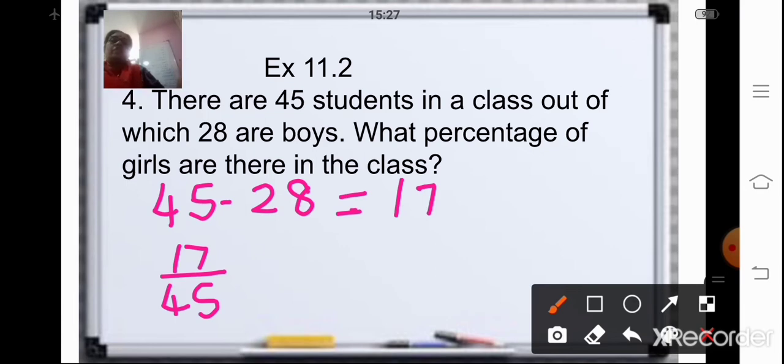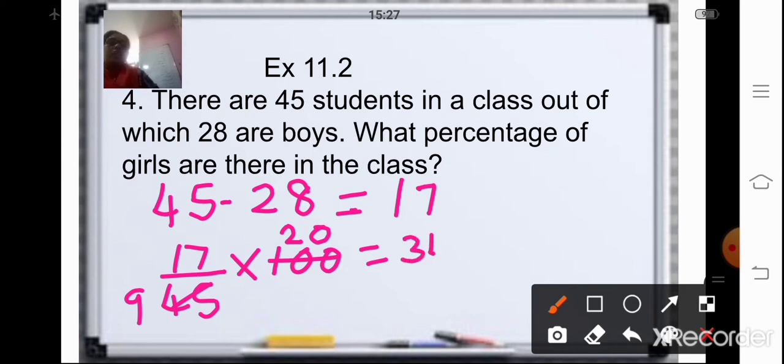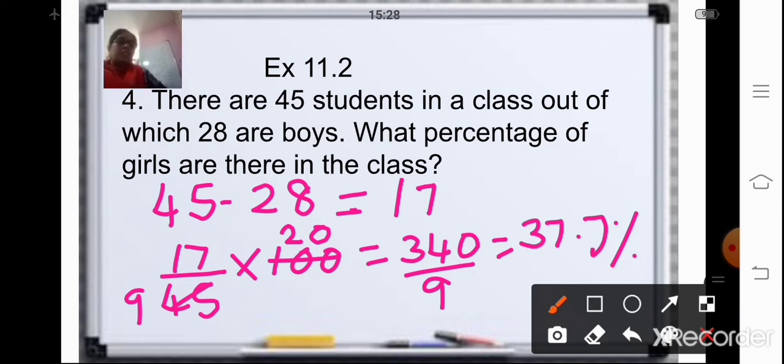Now to find the percentage of girls, you will multiply it by 100. Or what you can do is, first divide these two numbers and then multiply by 100. Here we will do it directly. 5 9s are 45. 5 2s are 10, and then 0. Now you multiply this number 20 into 17. 17 2s are 34, add that 0, so that will be 340 upon 9. Now when you divide 340 by 9, your answer will be 37.7%. So 37.7% of the class are girls.